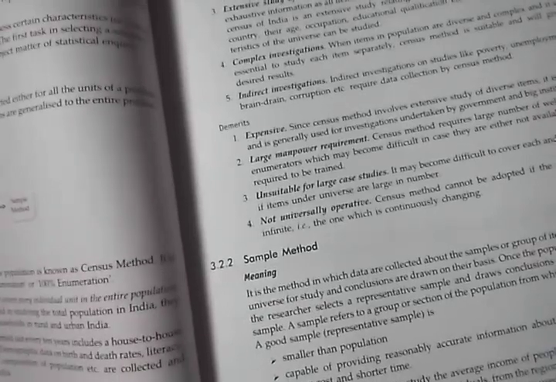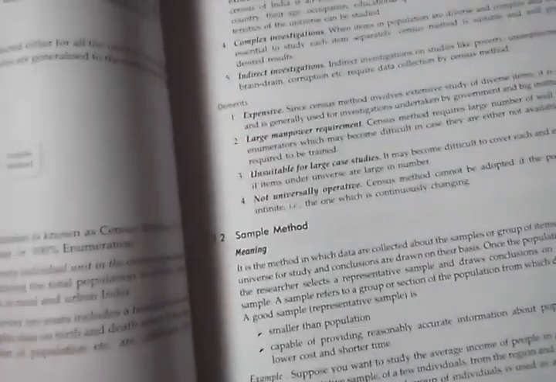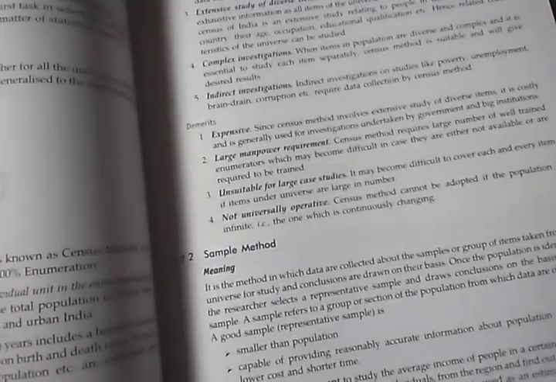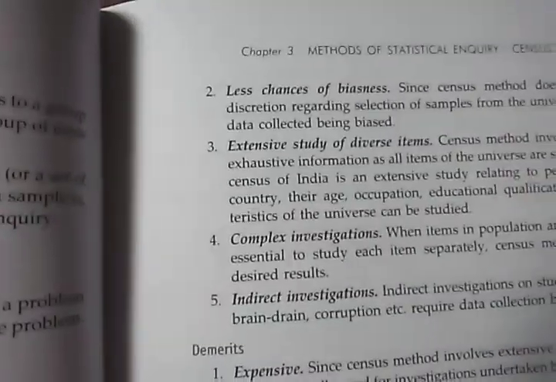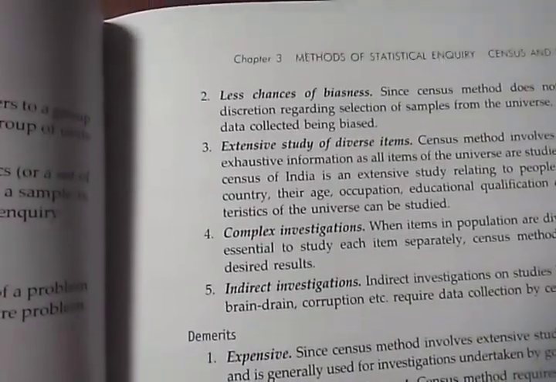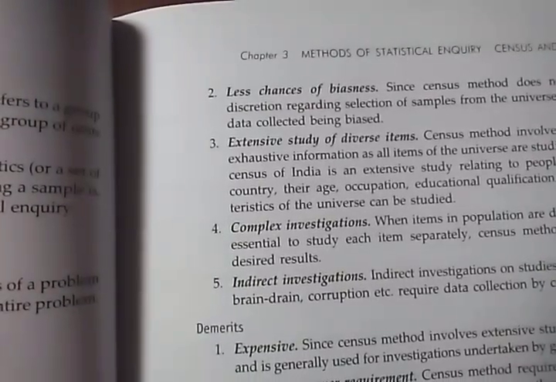So the merits and demerits are important for the exam: merits and demerits of the sample method and of the census method. So what are the merits? Point number one, the census method is accurate and reliable. Second point, less chance of bias. That means I cannot be biased.